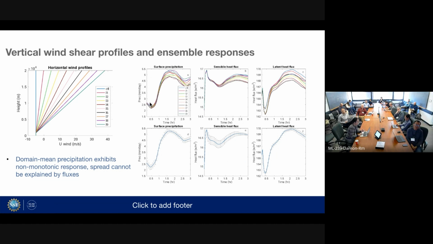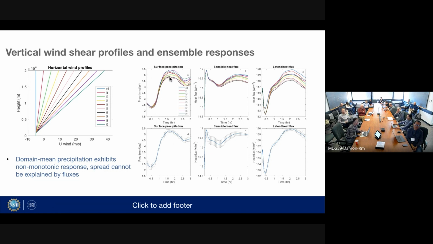If we look at the surface precipitation, we can see that initially the surface precipitation decreases in the first half hour, and then starting from hour 1 into the simulation, it increases rapidly until it reaches a peak value at about 1.5 to 2 hours.